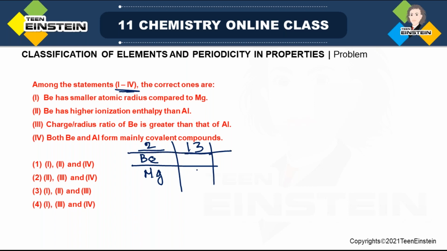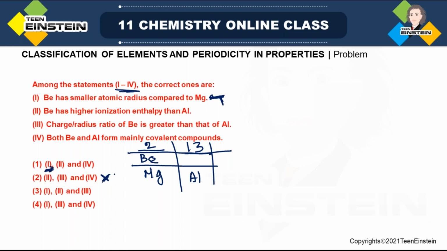So after beryllium, there is actually boron, but it is not present. I am not writing it. After Mg, there is Al. So these are the positions of these 3 elements. Now beryllium is having smaller atomic radius compared to Mg. This statement is correct or not? Obviously, this is correct because as you are moving down, Mg will be having higher size. So this statement is true. Now it is very easy to understand, right? Now 1 is present in option 1 and option 3 and 4. So you can cancel this one based on this.